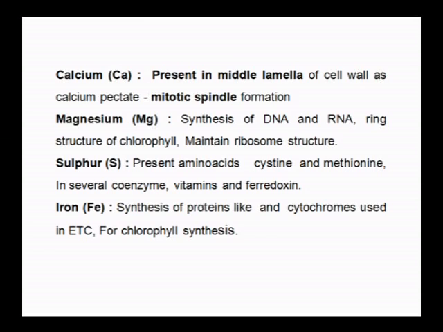Magnesium is one of the macronutrients, helps in the synthesis of DNA and RNA, the ring structure of chlorophyll, and maintains ribosome structure. Sulfur is present in amino acids like cysteine and methionine. In several coenzymes, vitamins and ferredoxin, sulfur is present. Iron, a micronutrient, helps in the synthesis of proteins like cytochromes used in ETC and for the synthesis of chlorophyll.